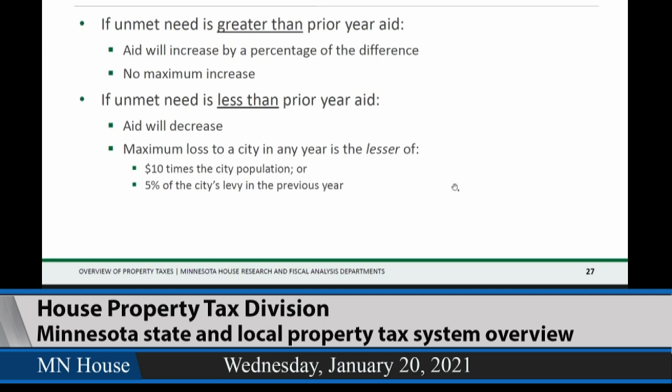If a city's unmet need is less than the amount of aid it received in the previous year, the aid for that city will decrease. And there is a limit to how much a city can lose in LGA from one year to the next. That limit is set at the smaller of $10 times the city's population, or 5% of the city's levy in the prior year.